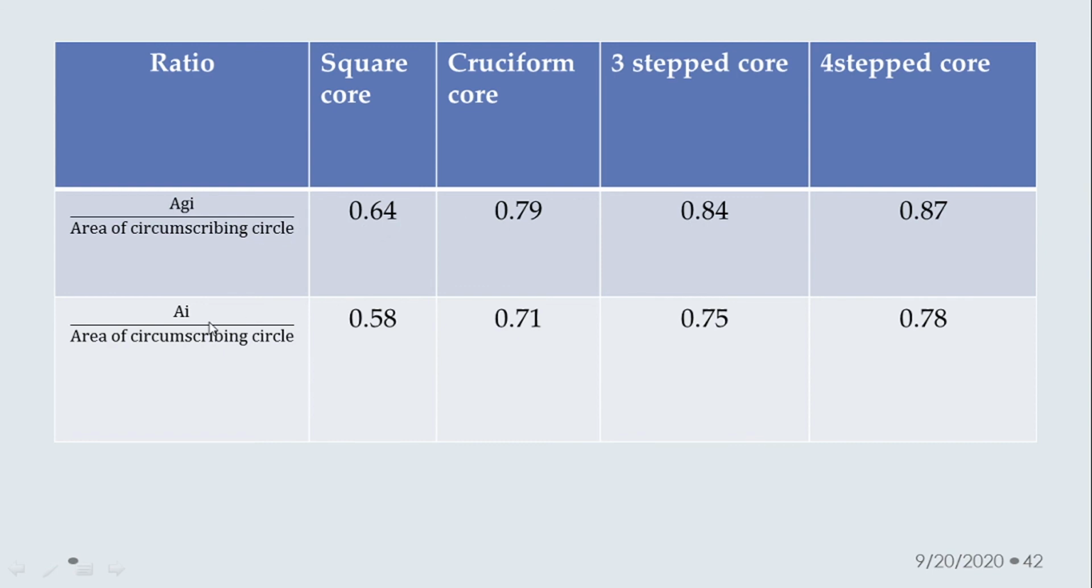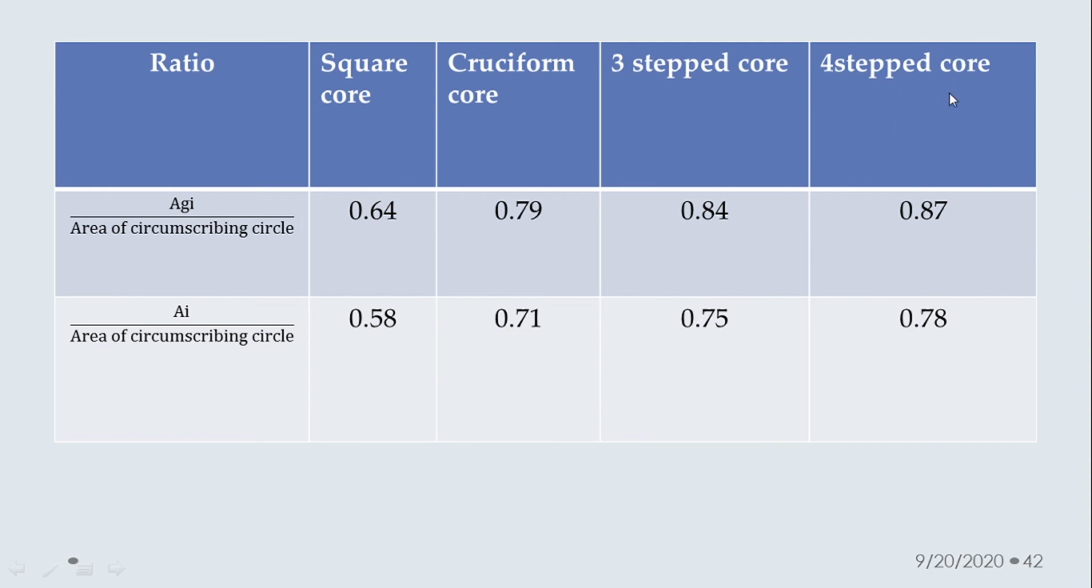So the net core area also increases. See, here it is 0.58, here it is 0.71. That means as we increase the number of steps in the core, the area utilization, whether gross core area or net core area, will be more, by looking at this table. Correct. So we have derived and proved that. Similarly, we can consider a three-stepped core. If you go on increasing the number of steps to a three-step core, then these ratios will be 0.84 and 0.75. This derivation is not necessary, as it is already done and calculated, and it is found to be 0.84 and 0.75.